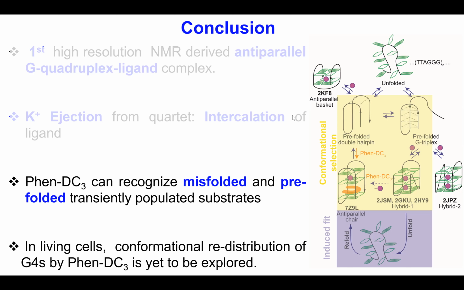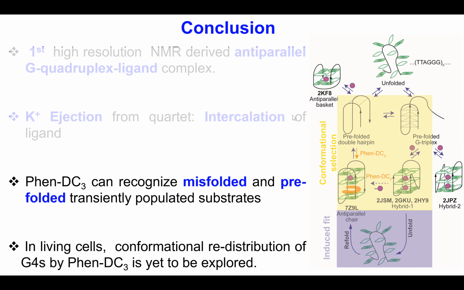So we conclude that rather than completely unfolding the quadruplex and then refolding, it goes via a conformation selection model. It binds to a minor form, and then by the principle of chemical equilibrium, it stabilizes that conformation, and the whole system is moved to the particular conformation by Le Chatelier's principle. So it goes via the conformation selection model.